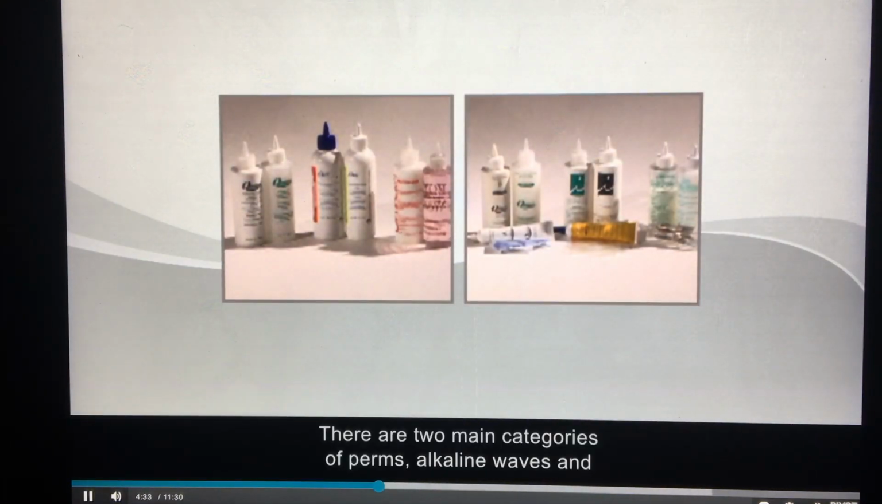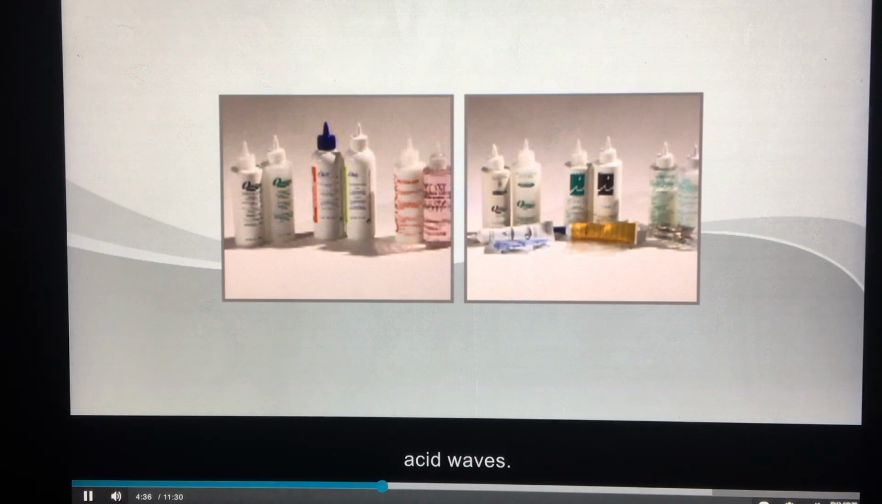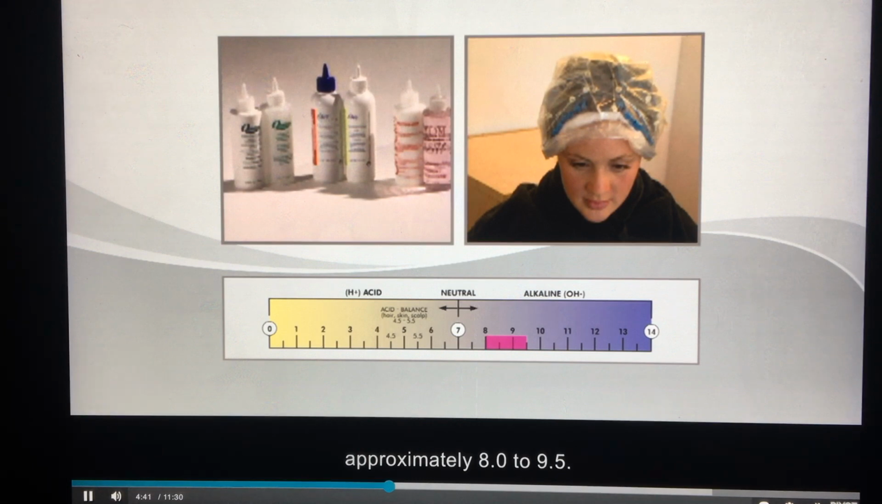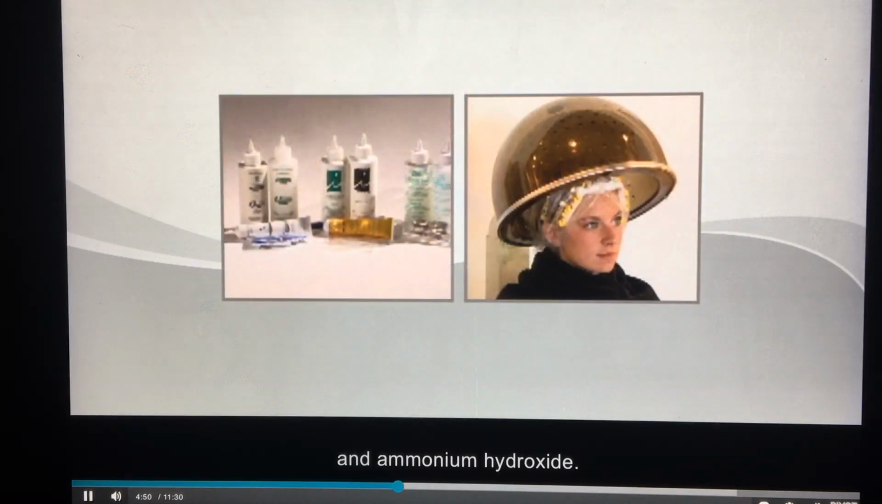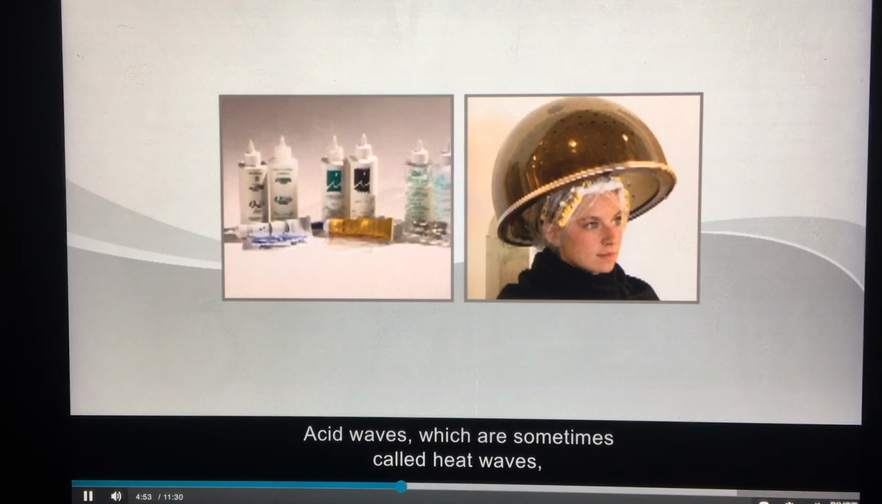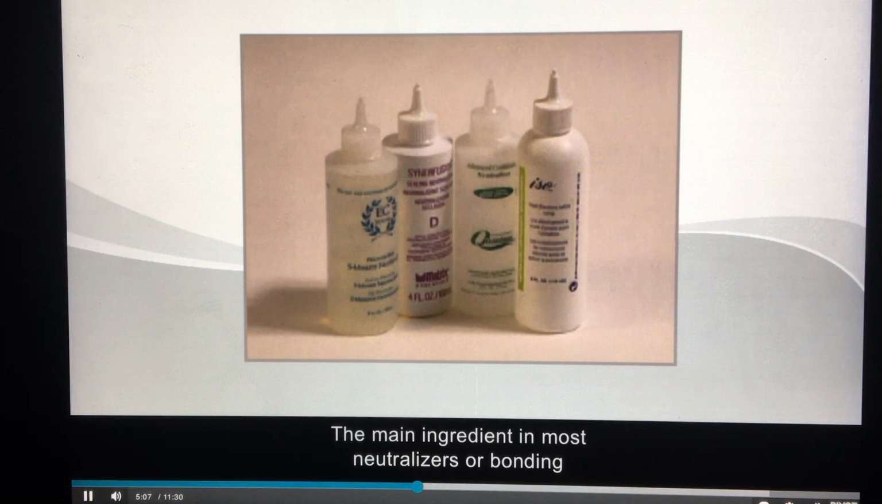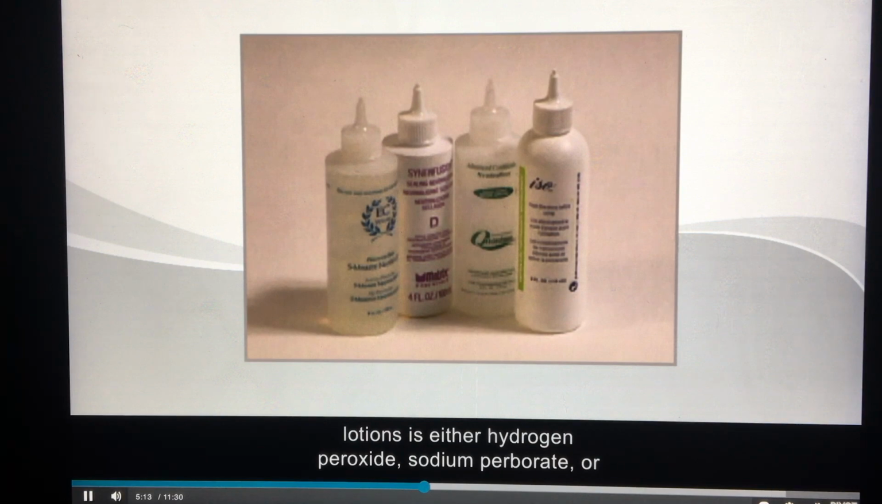There are 2 main categories of perms: alkaline waves and acid waves. Alkaline waves are processed without heat and have a pH of approximately 8.0 to 9.5. The main chemical ingredient in alkaline waves is thioglycolic acid or its derivatives and ammonium hydroxide. Acid waves, which are sometimes called heat waves, are generally processed with heat and are usually wrapped with tension. They have an approximate pH of 6.9 to 7.2 and their main chemical ingredient is glycerol monothioglycolate. The main ingredient in most neutralizers or bonding lotions is either hydrogen peroxide, sodium perborate, or sodium bromate.